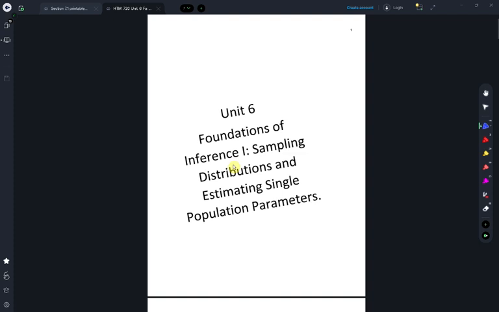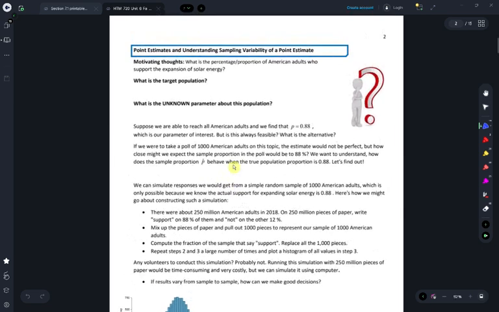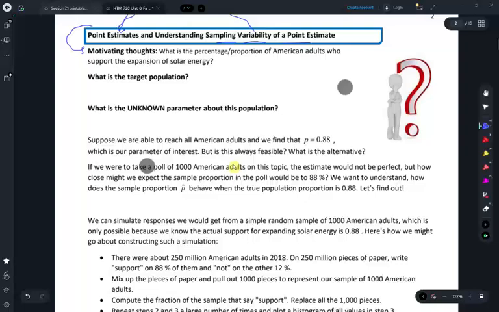How do we go about doing that? Let us take an example. On page 2 of our notes, we're going to start off with the idea of what point estimates are and see how such point estimates vary from one sample to another. To drive this discussion, let's consider this motivating thought.